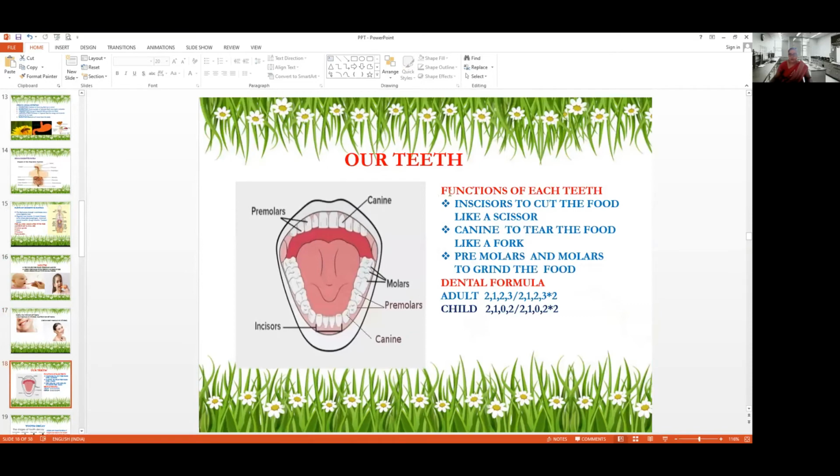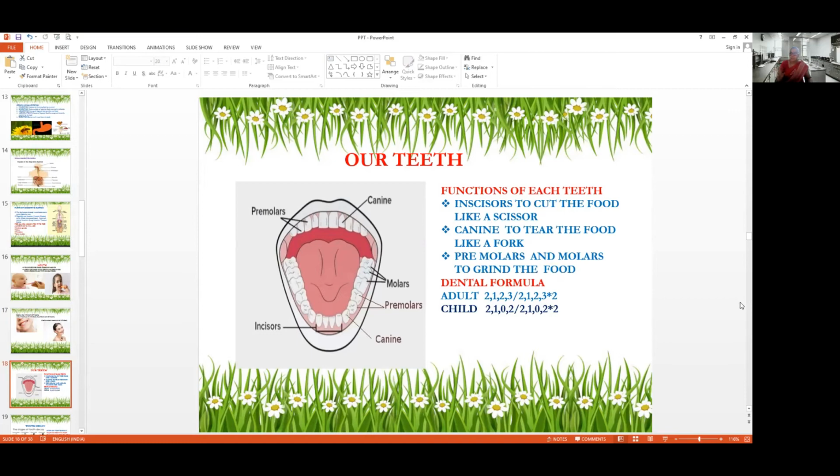So what are the functions of each tooth? There are two types of teeth, as I already told you: milk teeth and permanent teeth. Milk teeth start to fall at the age of 6. After the milk teeth fall, new teeth come up. That new set of teeth is called permanent teeth.